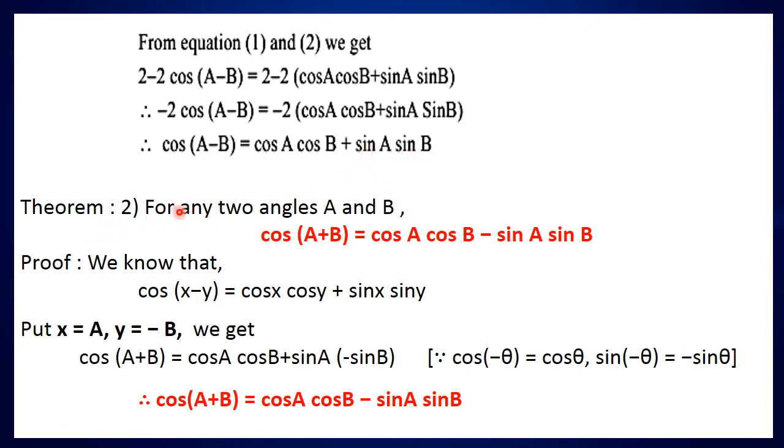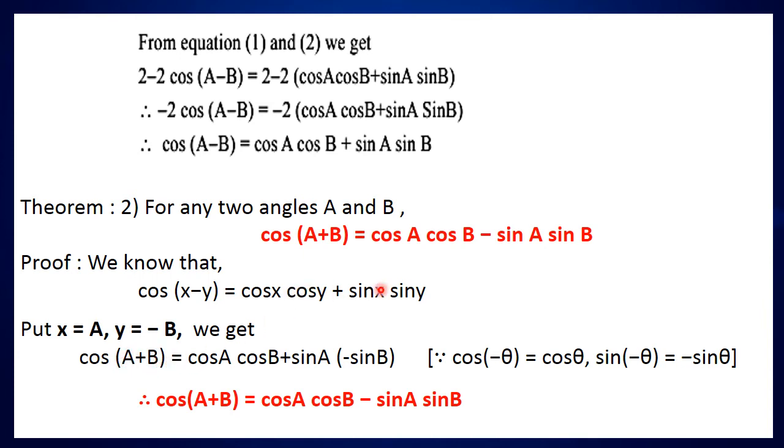The second theorem is, for any two angles A and B, cos(A plus B) is equal to cos A cos B minus sin A sin B. We already proved the first theorem, that is cos(A minus B), or we can take cos(X minus Y) as cos X cos Y plus sin X sin Y. In this we just take X is equal to the angle A and Y is equal to the negative of angle B. Then cos(A plus B) is equal to cos A cos B plus sin A into minus sin B. That is, in place of X we took A and in place of Y we took minus B. So cos(X minus Y) will become cos(A plus B).